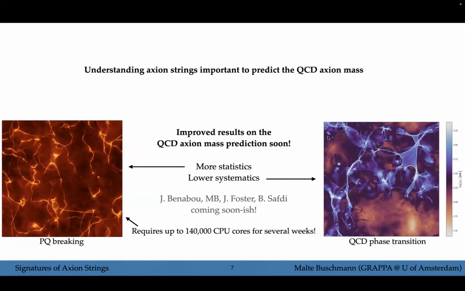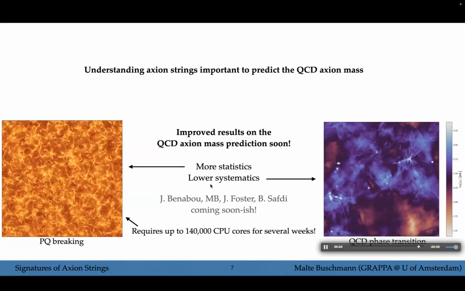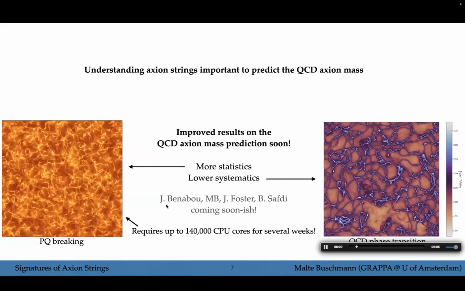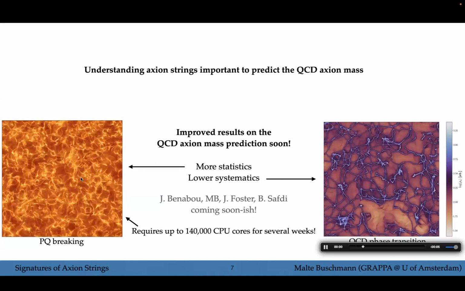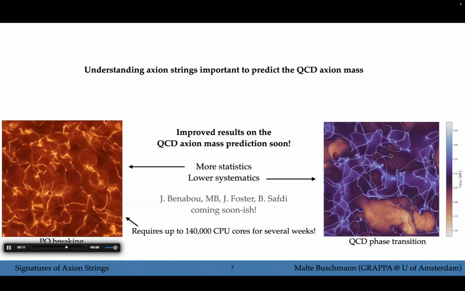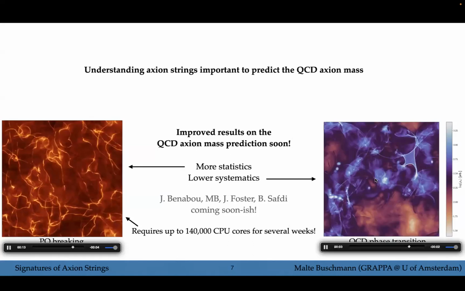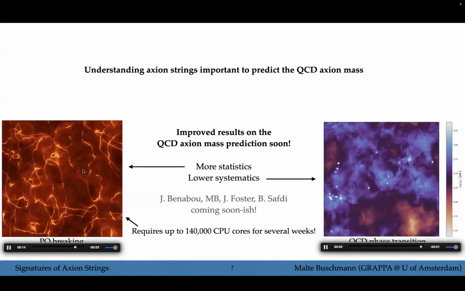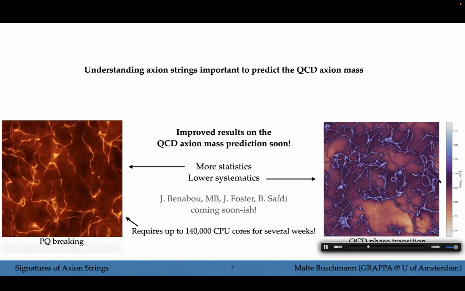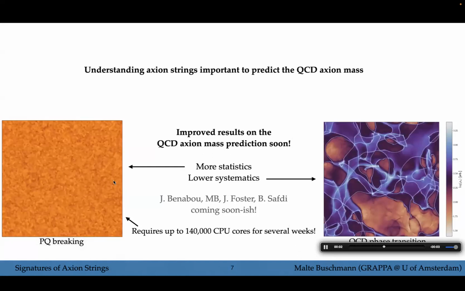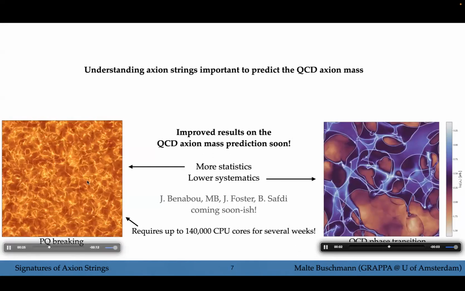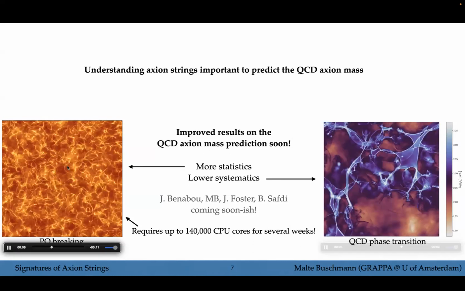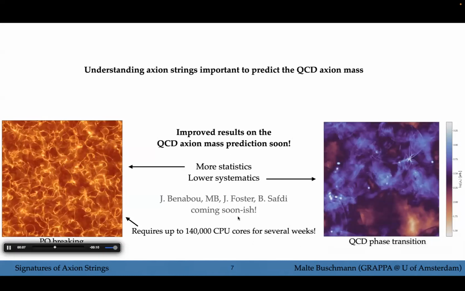The only thing I want to say real quick is that we are still very much actively working on that, and we are running larger simulations of the PQ breaking scale. We're also running more systematic tests, including the QCD phase transition. And what you're seeing here, on both sides, is just the energy density in axions projected down from a three-dimensional simulation. And you can see these axion strings stand out here and do their thing.